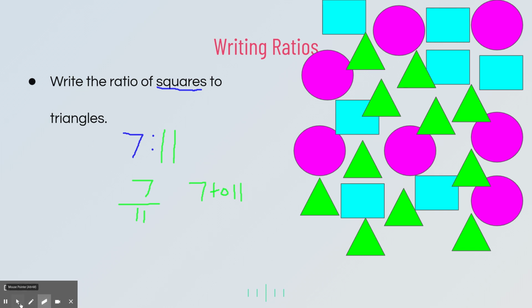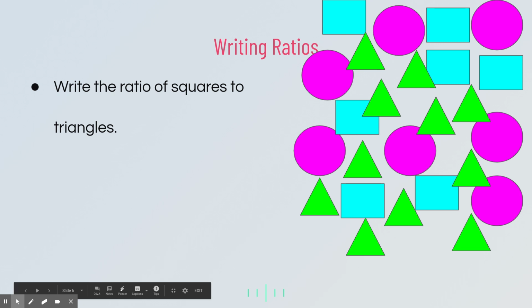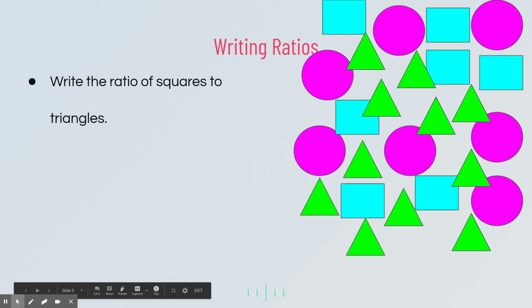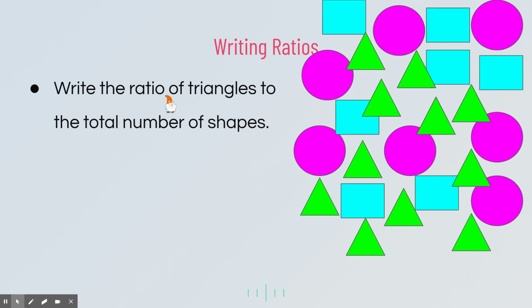All right, so let's go on to our next question. So that would be a part-to-part example. This would be another part-to-part example. No, that's just squares to triangles. So we're going to skip over that one.